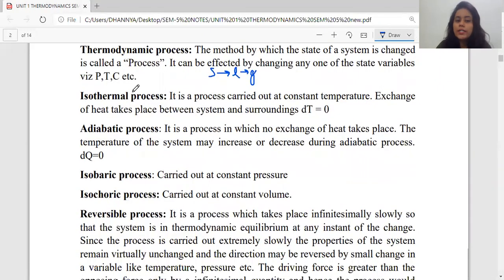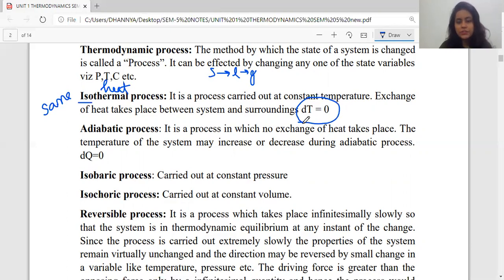The very first is called the isothermal process. Now if I want to understand what exactly is isothermal, see, iso means anything which is same, okay? So same, and thermal means what? Anything which involves heat. So isothermal means that any process which is carried out at constant temperature conditions is called an isothermal process. Now in isothermal processes, the exchange of heat between the system and surrounding will take place wherein the temperature change is equal to 0.